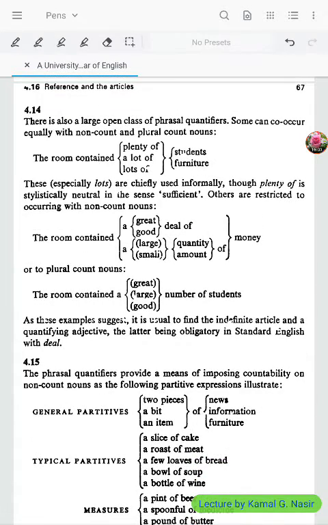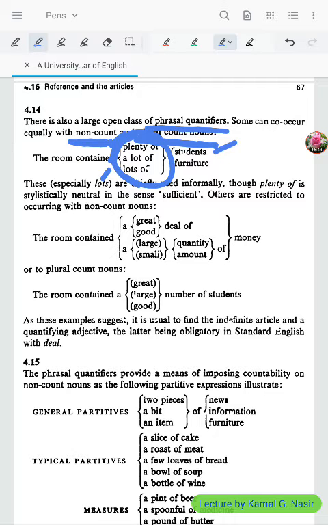Look well. The phrasal quantifiers, for example, plenty of, a lot of, and lots of. Those occur equally with non-count nouns and with plural count nouns. Example: the room contained plenty of students. Students, plural count noun. The room contains a lot of students.